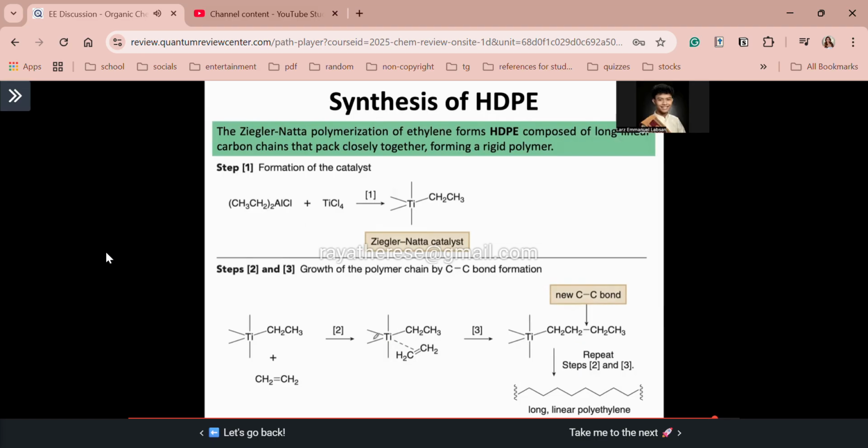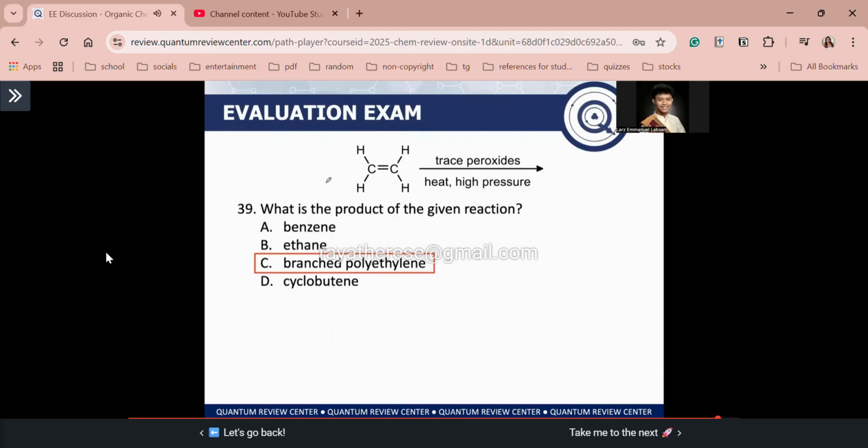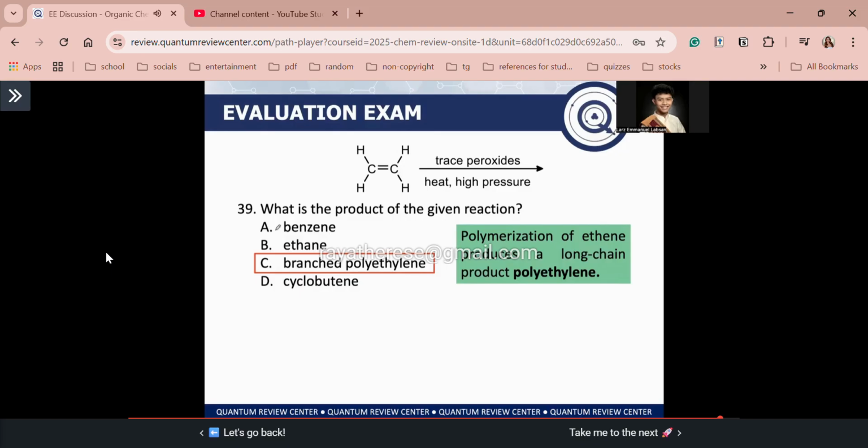Okay, so with that, let's now proceed with our last 2 questions. What is the product of the given reaction? So class, again, this is just ethylene. O sir, again, kapag hindi ka gumamit ng Ziegler-Natta, usually branched polyethylene ang product. Kapag naka-specify, class, or specific na nakalagay here is titanium tetrachloride with your alkyl aluminum organometallics, of course, your product will be linear polyethylene. Okay? Polymerization of ethylene produces a long chain product, polyethylene.